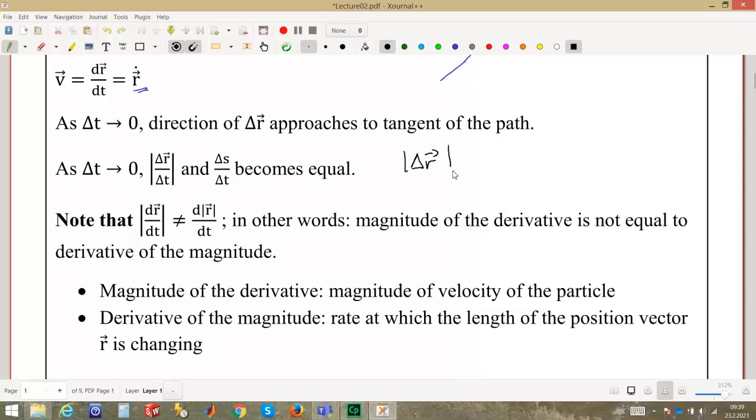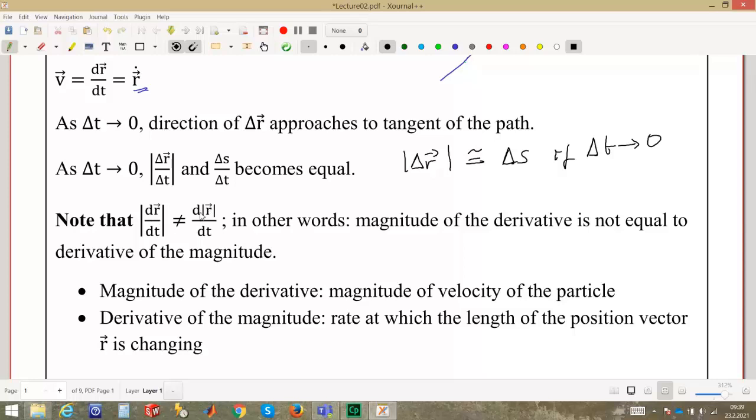Delta r will become equal to delta s if delta t goes to 0. Okay, so however, this is the magnitude of the velocity.